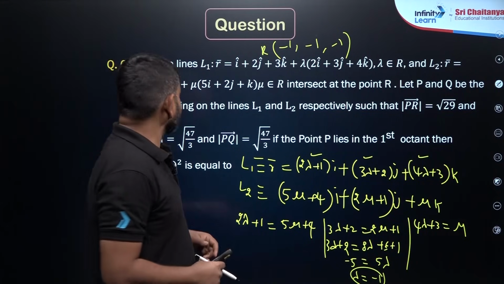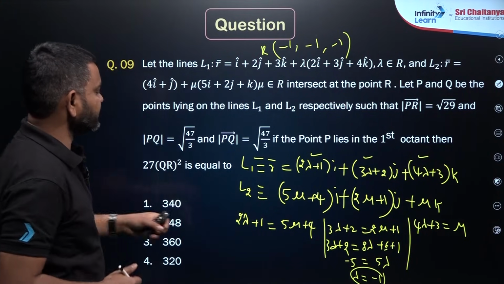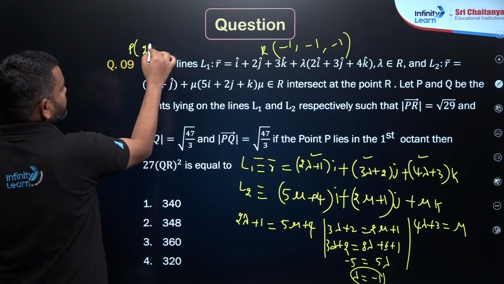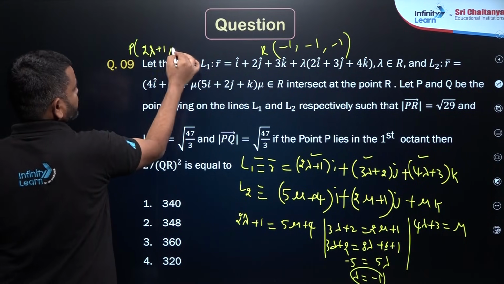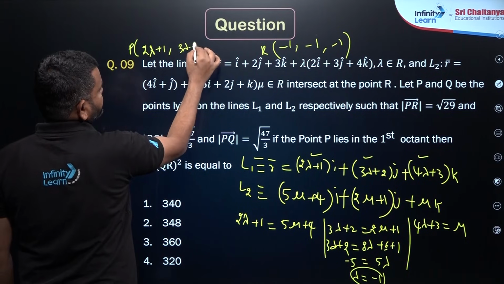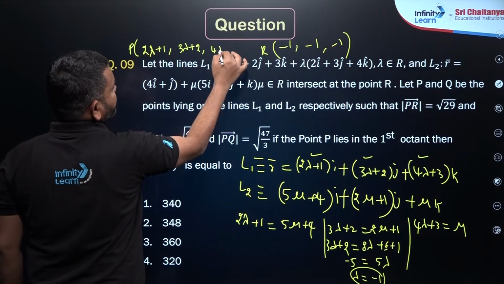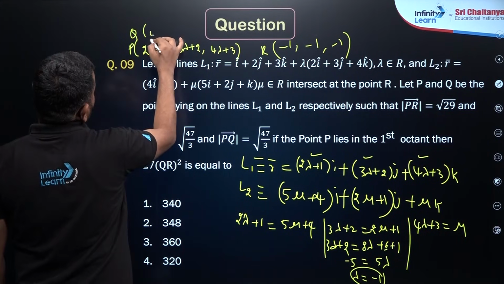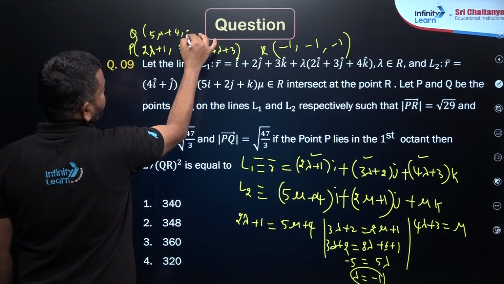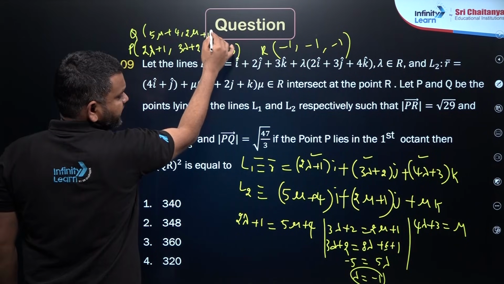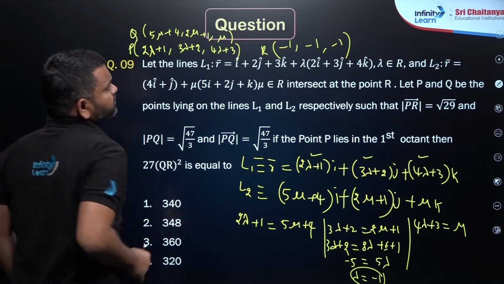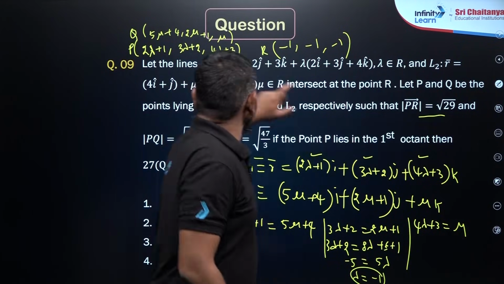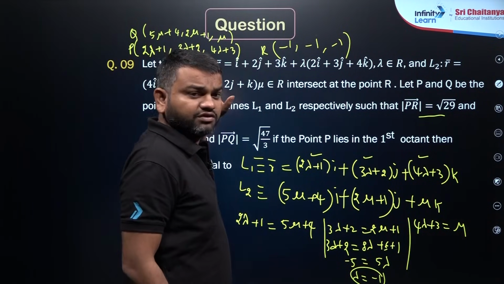Now PR is equals to under root of 24. So P point here, I have this as 2 lambda plus 1, comma, 3 lambda plus 2, comma, 4 lambda plus 3. And Q point I have here as 5 mu plus 4, 2 mu plus 1, and I have only mu. So children, they have given you a clear data here that PR, so distance between P and R, you know the formula, right?